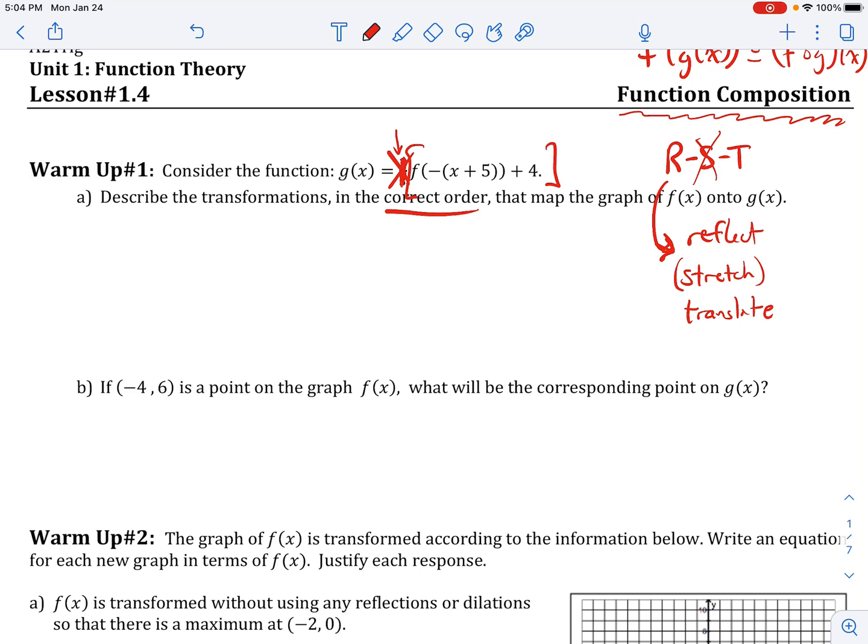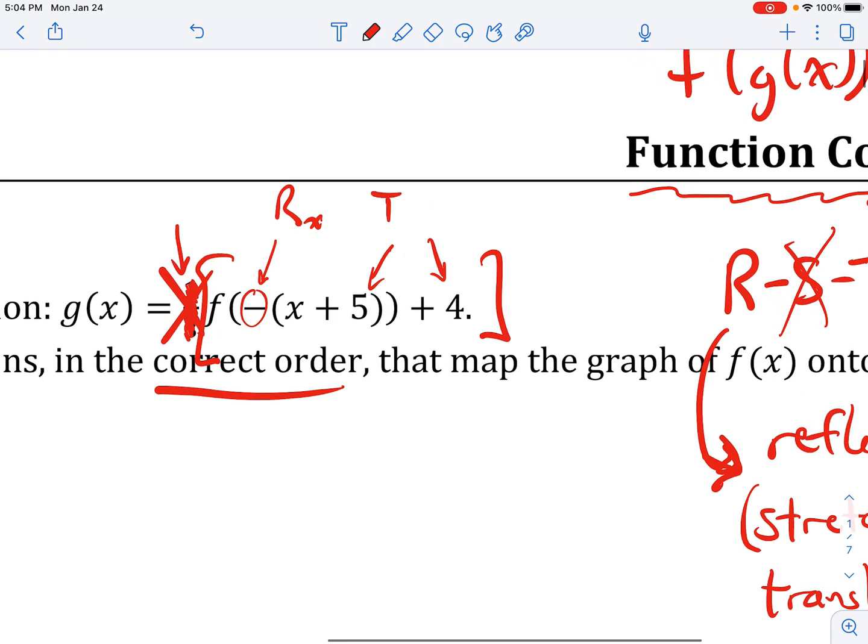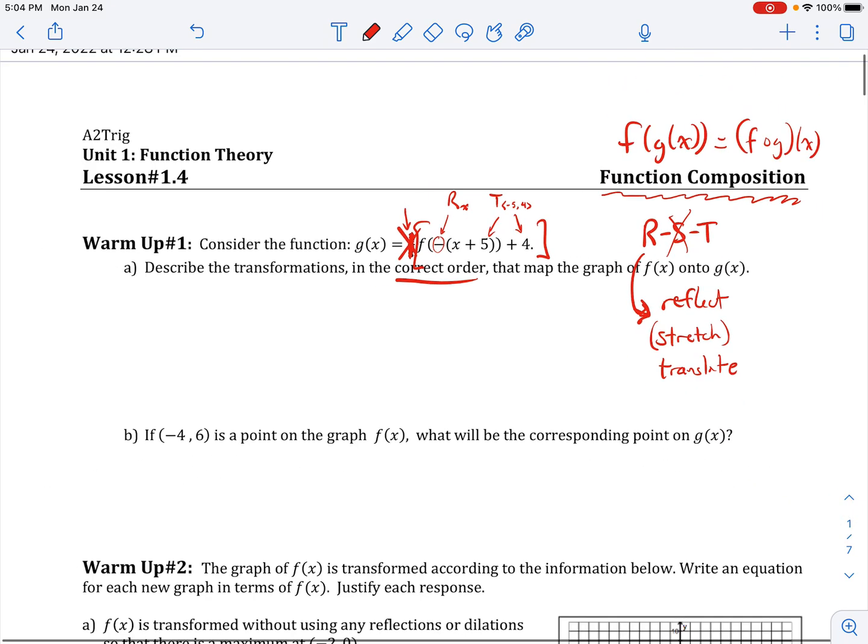Okay, so let's talk about the reflections and the translate. This little part right here, this negative, this represents a reflection, and if you remember correctly, that's a reflection over the x-axis. And then these little parts have to do with a translation. And I could actually specify what translation that is now. This translation, if you translate a plus 5 on the inside, that's going to be a translation of 5 to the left, and a plus 4 on the outside is going to be a 4 up. So I just described the transformations in the correct order. That we're going to reflect over x, now we're going to translate negative 5 comma 4.